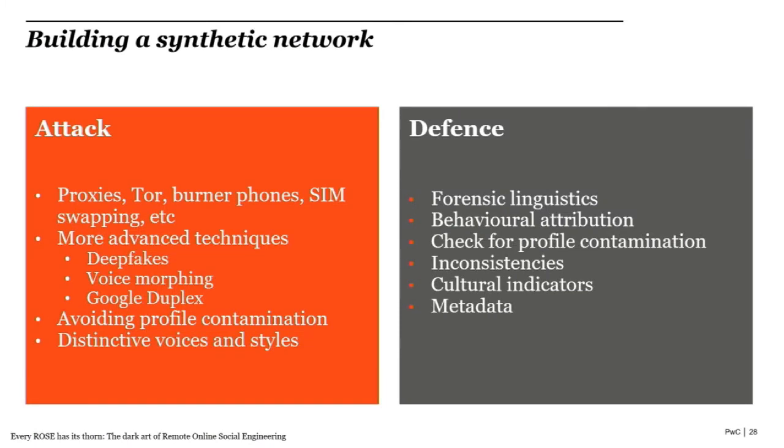Here, the attacker might start to build a synthetic network, so they might create multiple false profiles which communicate with each other to give that illusion of an actual social network. There are various technical things they can do there to A, achieve that, and B, to give that credibility. Really importantly here, the attacker would be looking to avoid something called profile contamination, which is where elements of one profile bleed into another, particularly in terms of linguistic styles and behaviours.